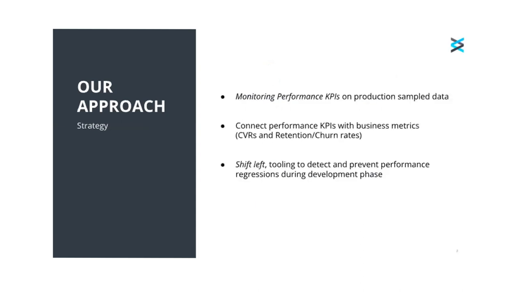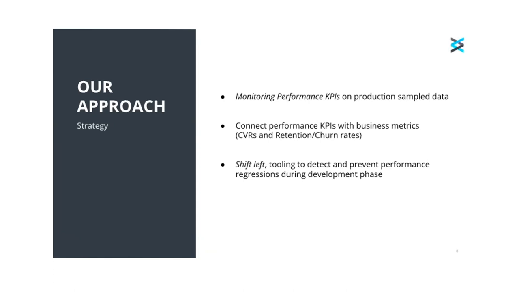So in general, our strategy for monitoring, like having good insights into these metrics, is, first of all, we need to have good monitoring of performance KPIs on production sample data, which will give us broad insight into the user experience, not just from one side, but also, as I mentioned, the waiting times in different screens, responsiveness, and also from the initial start, like the app download. The next part, we also try to connect the performance KPIs with business metrics, like conversion rate, retention rate, churn rates, for example.